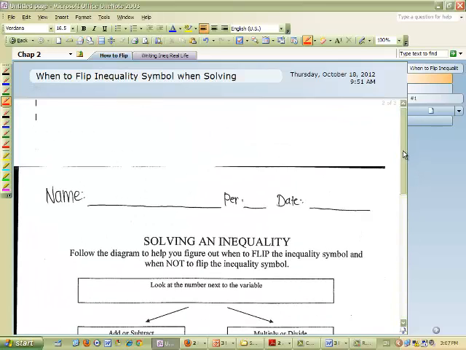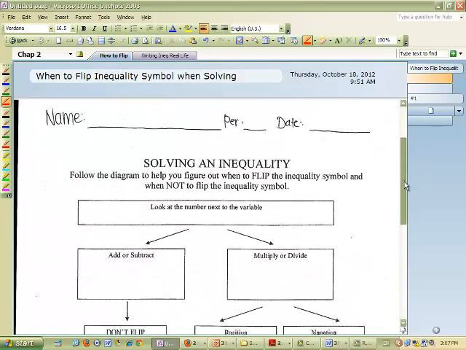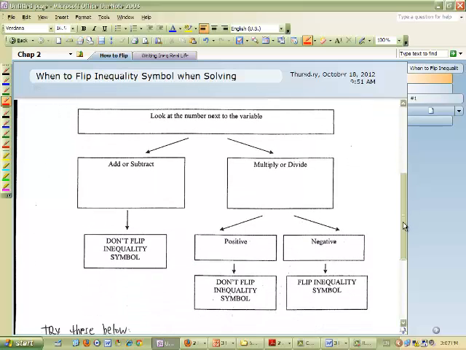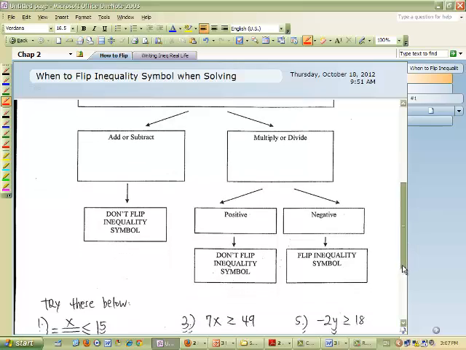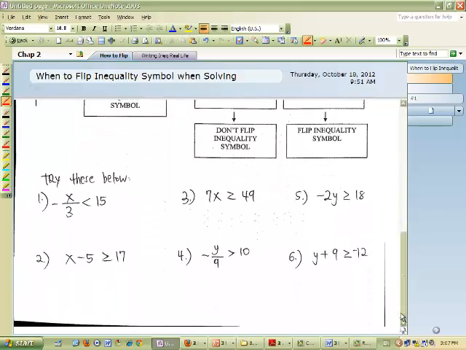Hi, we're back, and this is the second part to the worksheet about solving an inequality. We just talked about how this flow chart will help us to know when to flip or not flip an inequality symbol when we are solving for inequalities. And so we're going to go down below to the 6 questions and work out the answer.